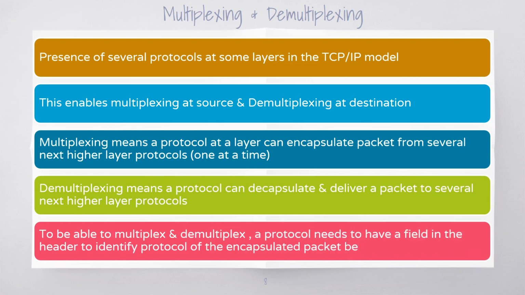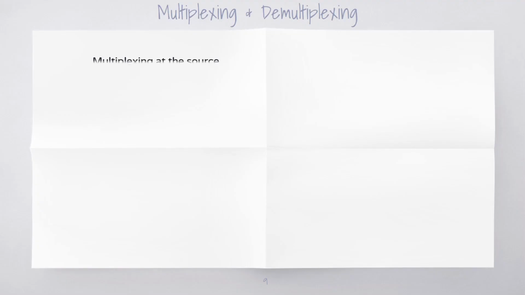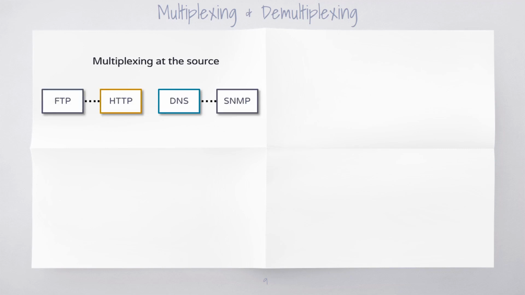So to be able to perform both multiplexing and demultiplexing, each of the protocols needs a specific field in the header in order to identify which protocol has been used for the encapsulation. So we'll try to demonstrate how exactly multiplexing happens. These are the protocols that are present at the application layer. We have protocols such as FTP, HTTP, DNS and SNMP, as we have already discussed.